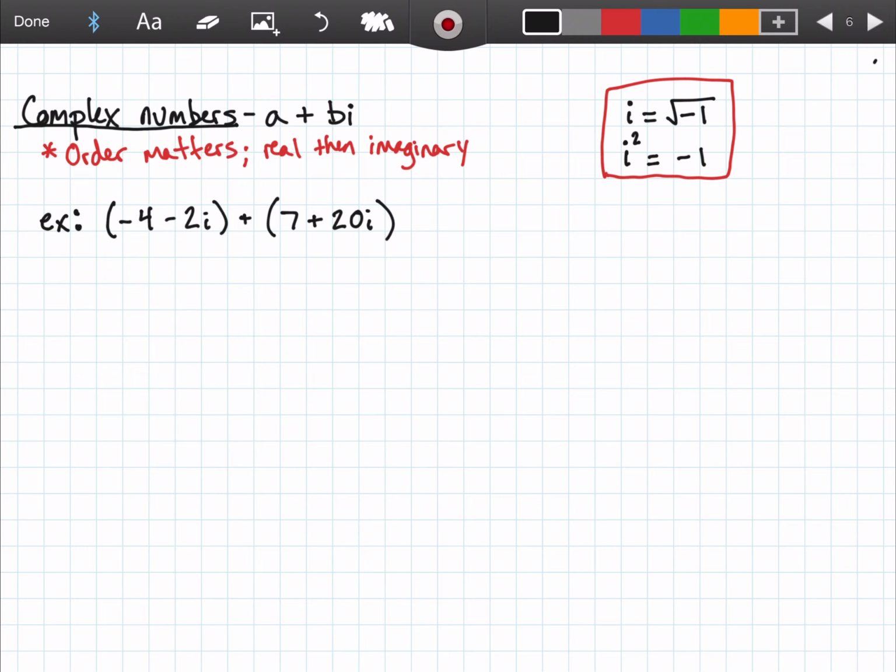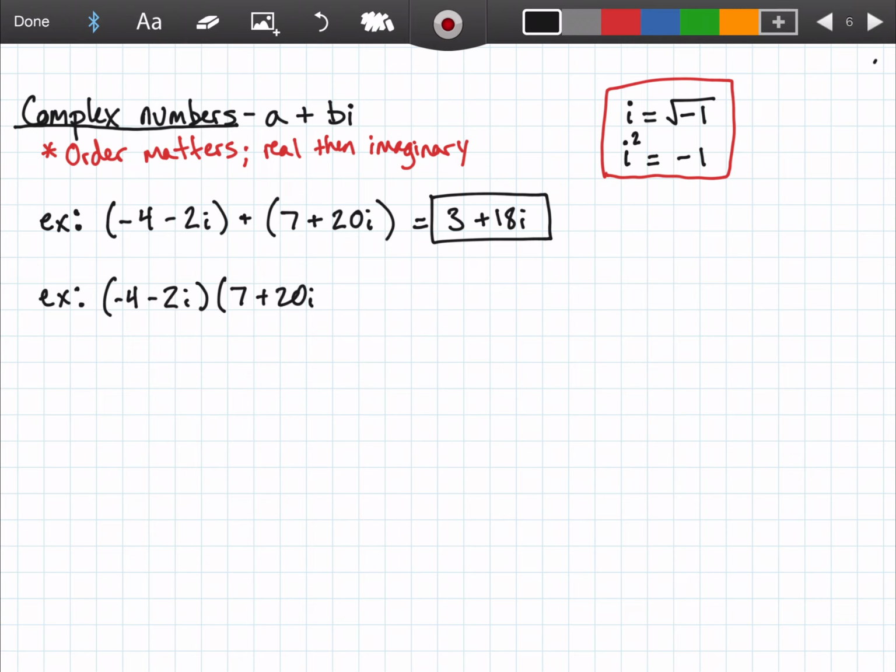Adding and subtracting complex numbers is just like combining like terms. Best day ever, because we're so good at that. -4 plus 7, that is 3. -2 plus 20, that's 18. Wham, bam, goodbye, we're done. Okay, let's multiply the same ones. -4 minus 2i times 7 plus 20i.